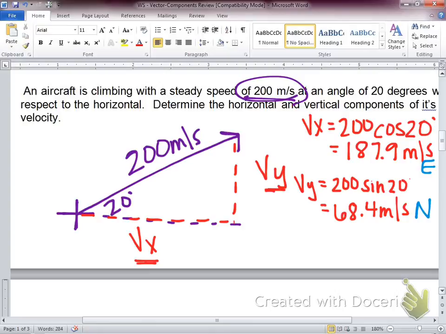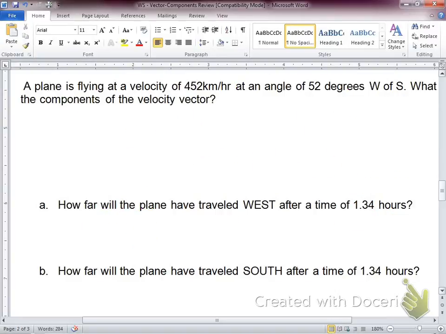Once we break down our vectors, remember that we're done with those values. Once we've broken down a vector into its respective components, we wouldn't use the 200 anywhere else in the problem. We wouldn't use the 20 degrees again in the problem. Once we break down the vectors, then we're concerned with these two values. All right? Okay, so we're going to skip that number 4 for right now and move on to number 5.